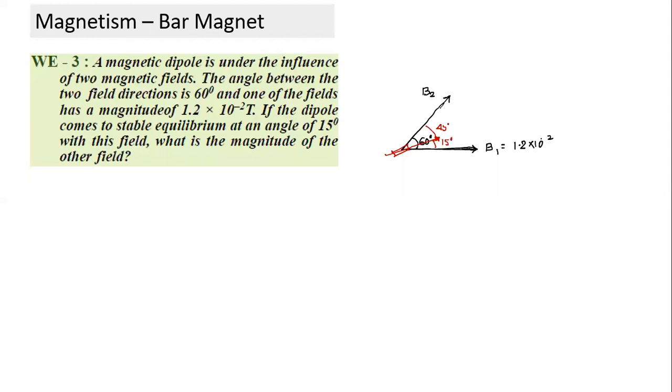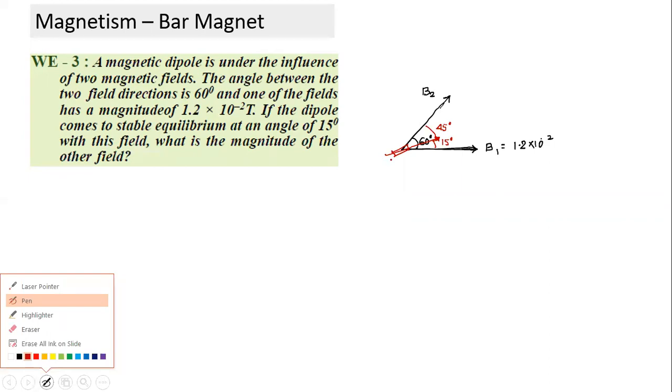So what is the magnitude of the other field? Can we identify which concept is applicable here? Kartikeya, can you tell me which concept we need to apply? Why has the bar magnet come to equilibrium in a particular direction? Which direction does the bar magnet come to equilibrium? Kartikeya, can you tell me?